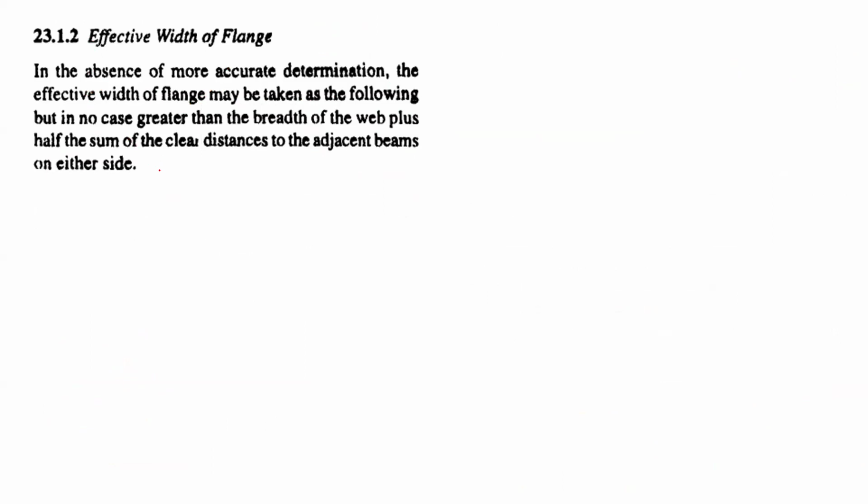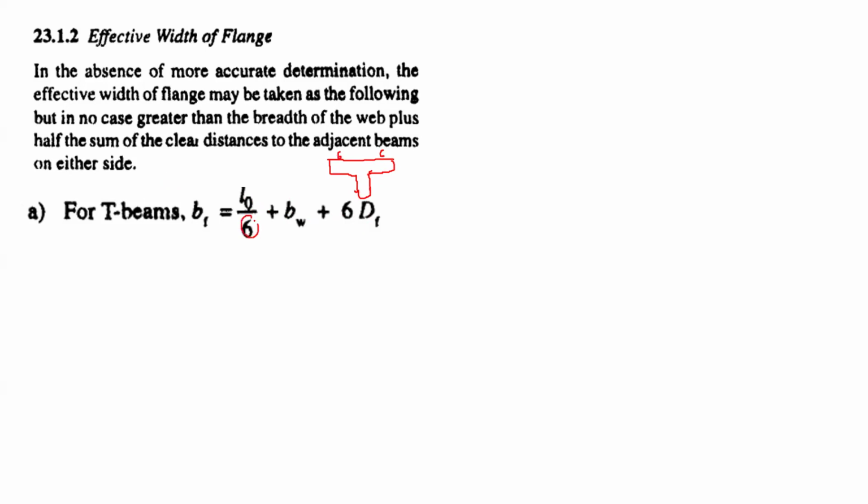Once we have decided that our beam is a T beam or an L beam, then for a T beam we have L0 by 6 plus bw plus 6 Df. We have to keep this in mind. For a T beam we have both factors the same, 6 and 6. So L0 by 6 plus bw plus 6 Df, that is for a T beam. And for an L beam, we have 12 and 3. In a T beam we can keep in mind that both flanges are the same, so we have these values as 6, 6.